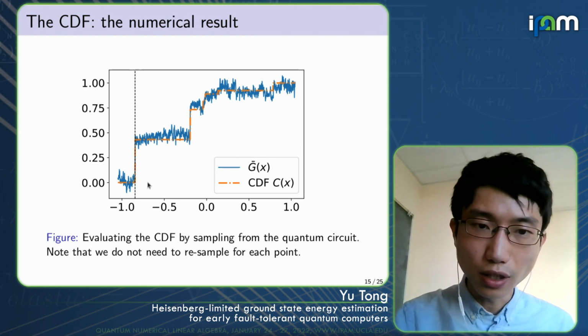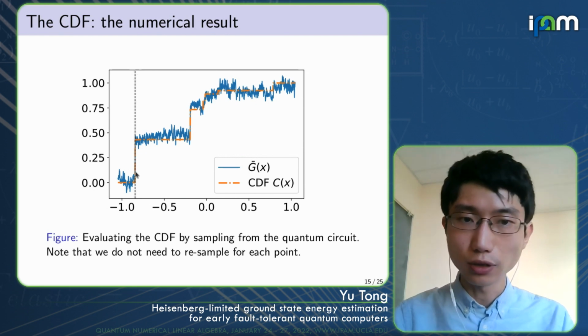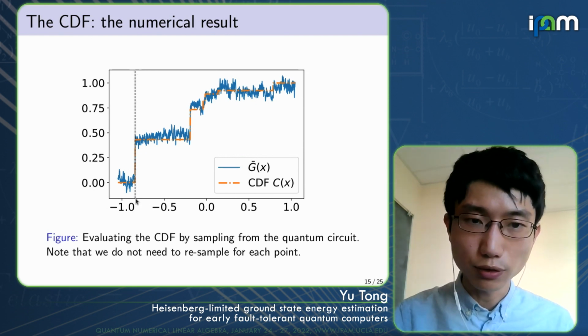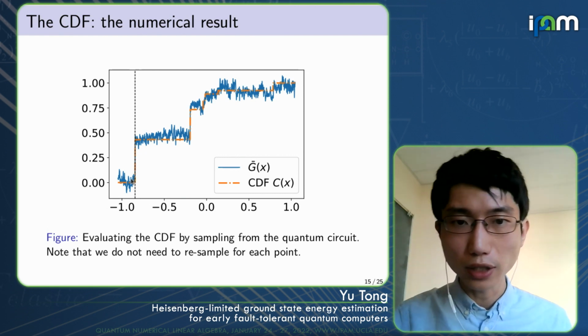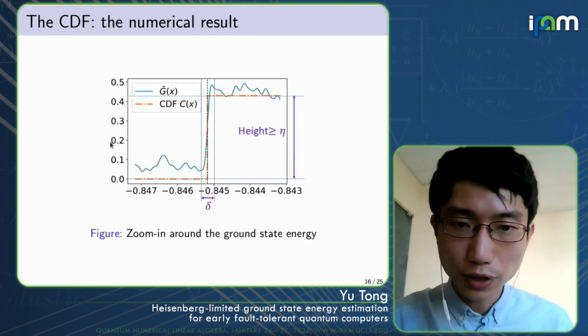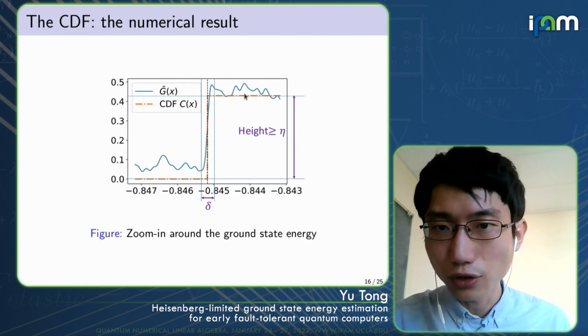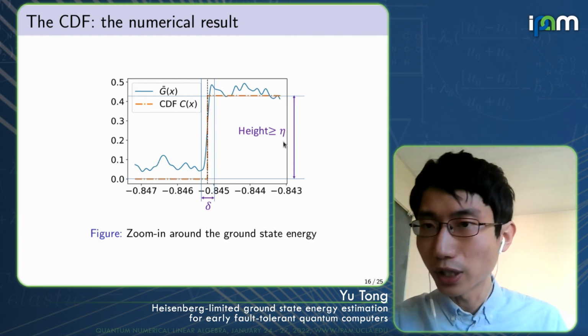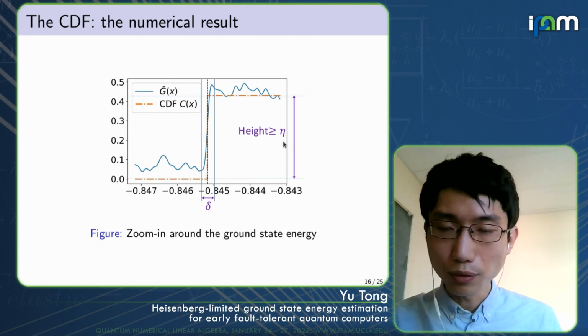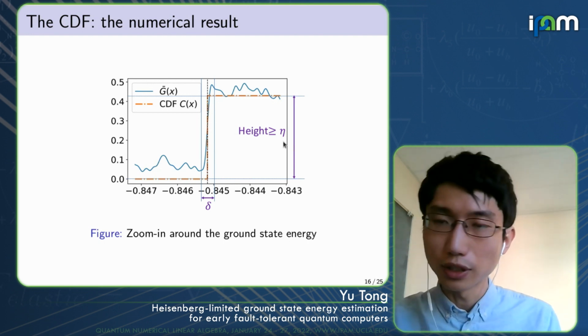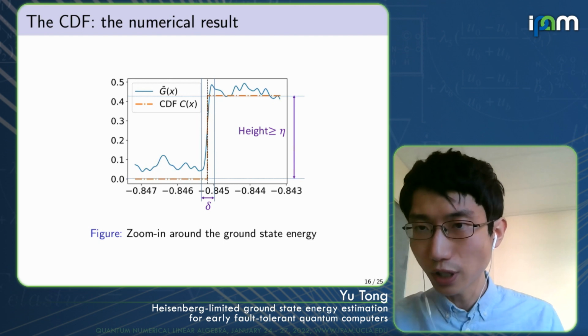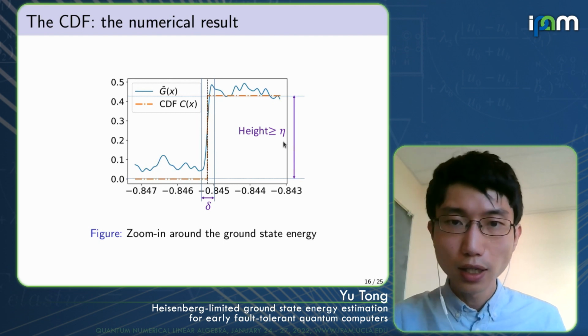So let's zoom in around this. This is the ground state energy marked out by this dashed line. Let's zoom in around here, and what we will see is that the exact CDF takes a jump. The height is lower bounded by eta, which corresponds to the initial overlap, and because of our assumption, it is lower bounded by eta.